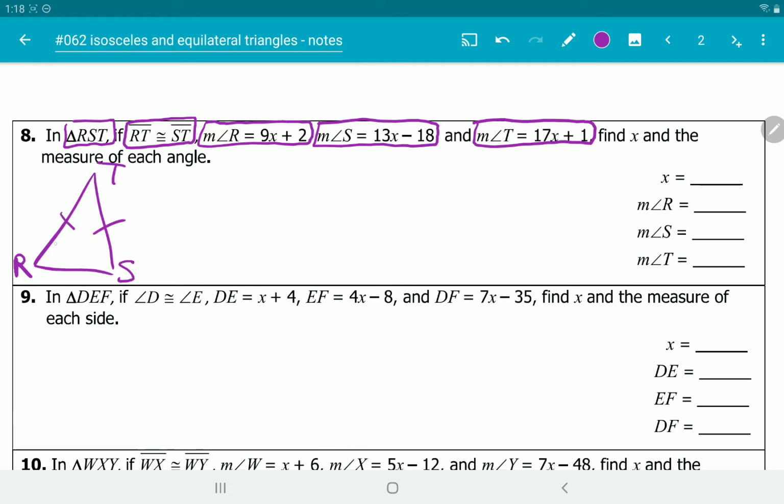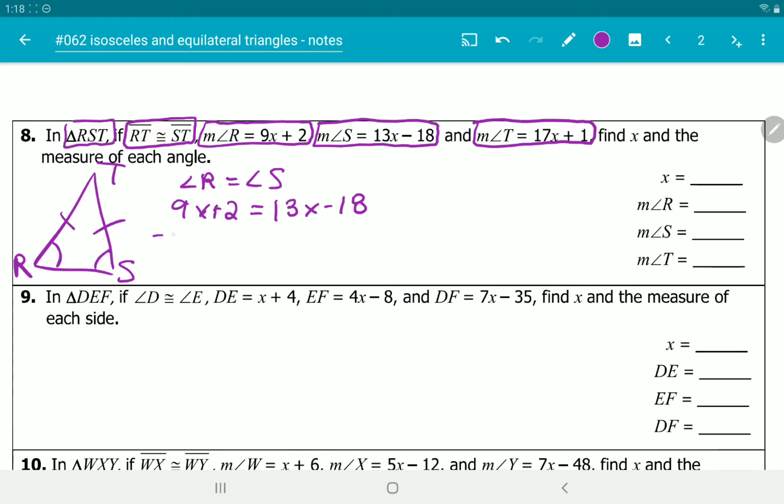Okay, so that means that R and S are the base angles, so they're the same. So we know angle R is equal to angle S. Well, we have the angle R up here is this 9x plus 2, and angle S is this 13x minus 18. So now we just have to solve for x.